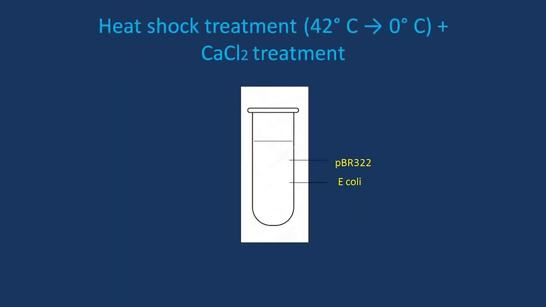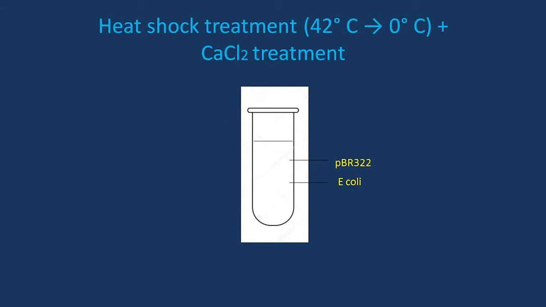Then these pBR322 are incubated with E. coli. We give E. coli a heat shock treatment in which we heat E. coli to 42 degrees centigrade and suddenly cool it to 0 degrees centigrade. We also give a calcium chloride treatment. These treatments increase the permeability of the E. coli membrane so that pBR322 can go inside E. coli. Some of the E. coli will take up pBR322, others will not.